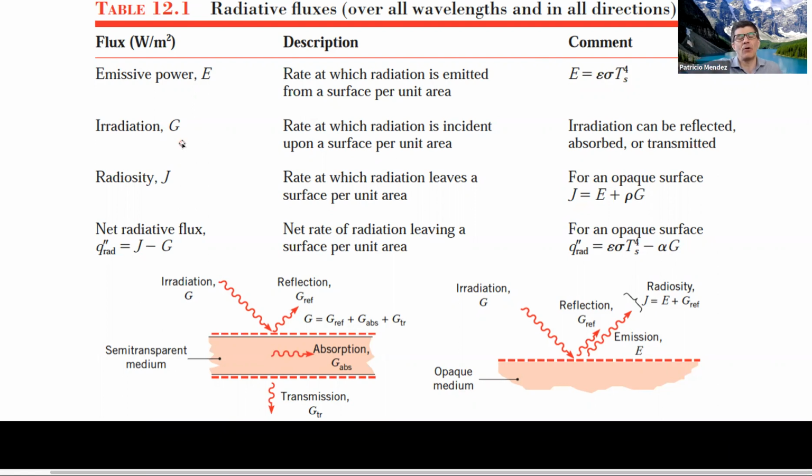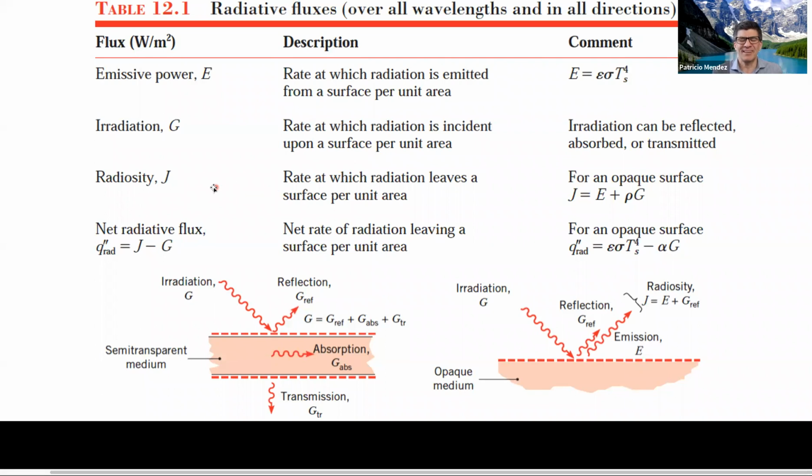Irradiation is the amount of thermal energy that comes in by radiation. So I'll give you an idea. Beyond all these sigma T to the 4, a laser such as the one we have in the lab, if I aim the laser at a surface, I'm irradiating that surface, right? It's the amount of radiation that is coming onto that surface. That's G, irradiation.